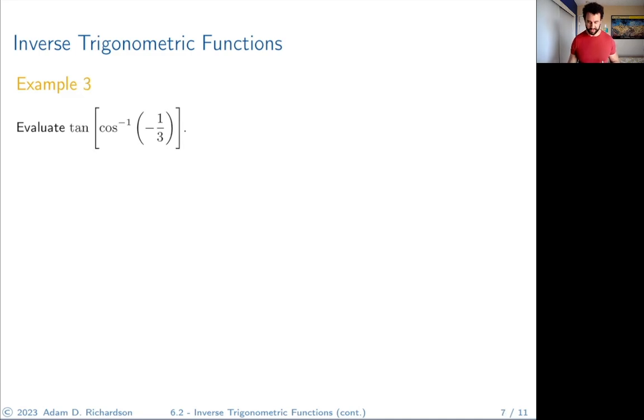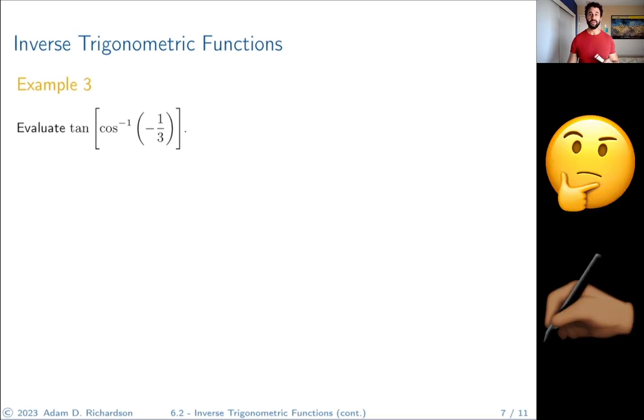Okay, let's do another example. So this is another one you should try on your own first. Try to evaluate tangent of cosine inverse of negative 1/3. And as an initial hint, think about what your triangle is going to look like based on the restricted domain of cosine, all right? So try this one on your own, and we'll do it together in just a minute.